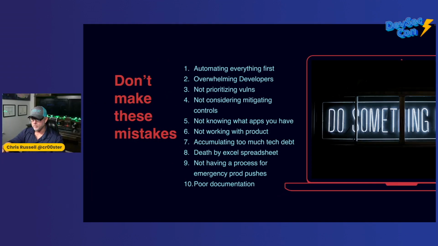Not having a process for emergency prod pushes. Again, if your pipeline's so backed up with all these processes, you can't have a way to get something through in an emergency to get yourself back up during trading hours, or an e-commerce site during business hours, then the company starts losing a lot of money because there are so many security gates to get to prod to fix that. You're going to find yourself at risk, because you have to support the business first above all.